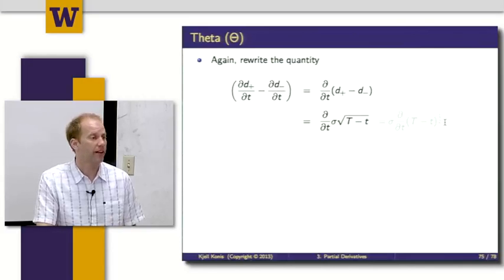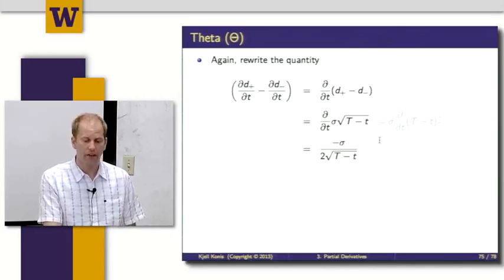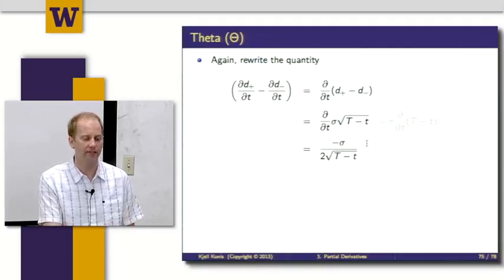And so now I'm set up to use the power rule to take the derivative here. So what I'm going to end up with, I have 1/2. So that's where this 2 comes from. Then I'll have the quantity T minus t to the negative 1/2. That's going to be where the 1 over square root of T minus t comes from. And then I have this sigma left over in front, and that's where the sigma in the top comes from.